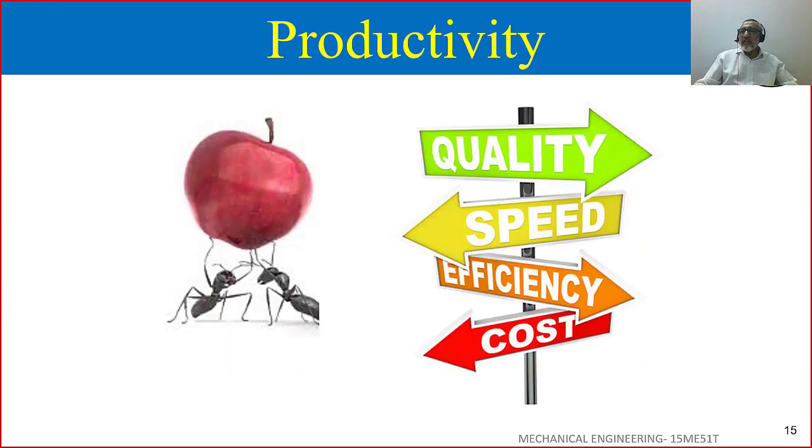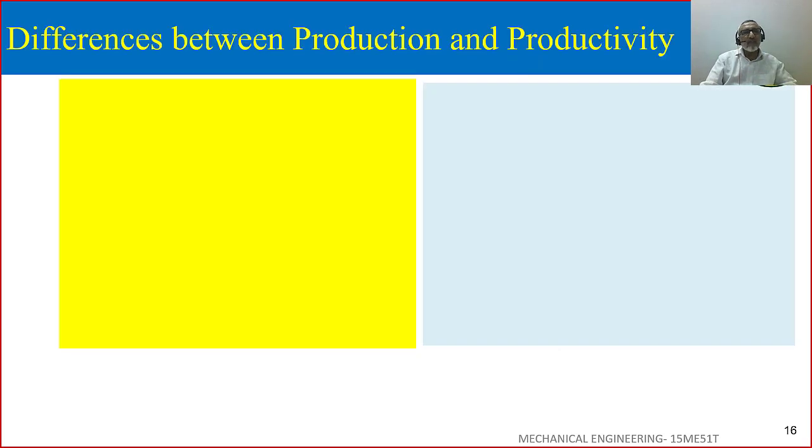Now let us discuss the concept of productivity. Here we need to remember that achieving productivity is far more important than increasing production. So here, increasing productivity is much more important than increasing production. Now let us see how this productivity differs from production. What is productivity, and what is the difference, let us see. Let's discuss the differences between production and productivity.